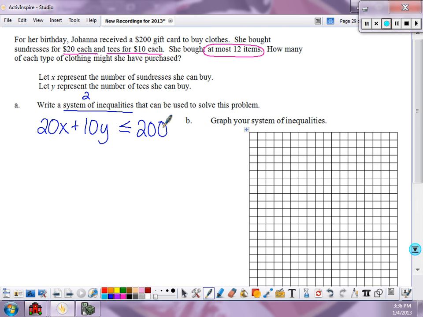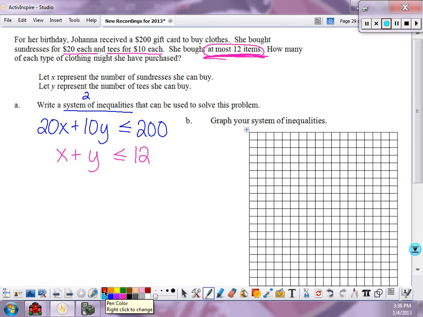There's our first equation. Now the second equation is kind of like a total equation. She's only allowed to buy 12 things, which means the number of sundresses and the number of tees that she buys has to be less than or equal to 12. So now all we have to do is combine these equations somehow. You can graph them. Oh gosh, are they going to make me graph them? They totally are. So we're going to graph them and solve them.